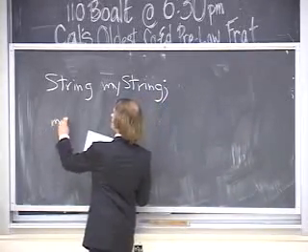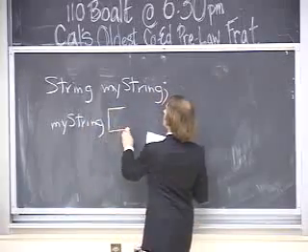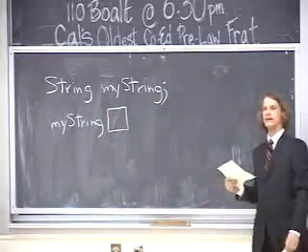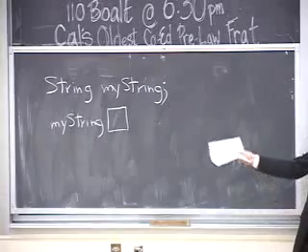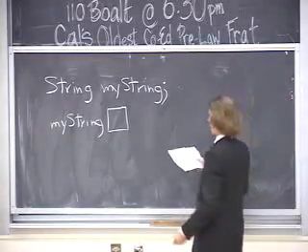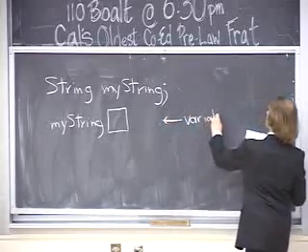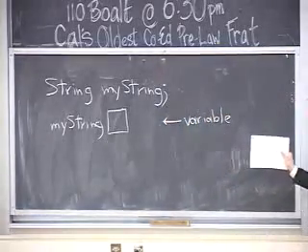So what happens is that the Java compiler creates for you a little box in memory called myString. And that's your new name by which you will refer to that variable evermore. Now, this is a variable. It is not an object. There is no actual string object here yet.